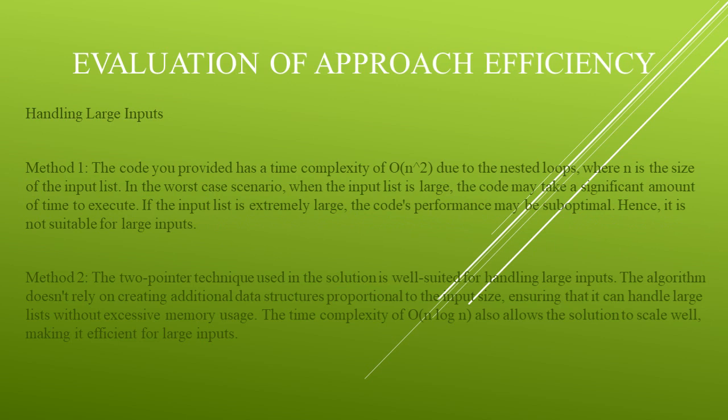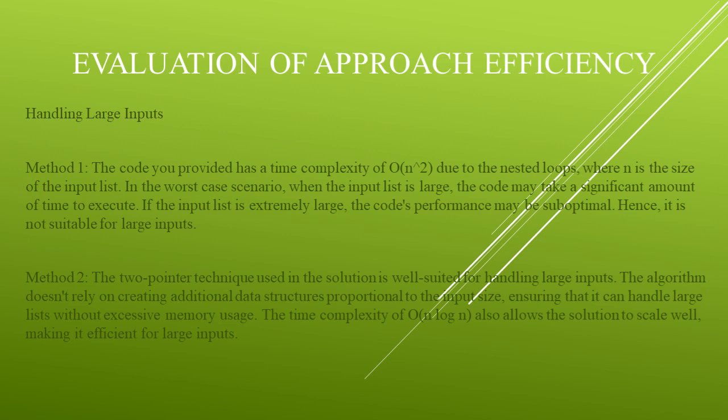Evaluation of approach efficiency, handling large inputs. Method 1. The code has a time complexity of n squared due to the nested loops, where n is the size of the input list. In the worst case scenario, when the input list is large, the code may take a significant amount of time to execute. If the input list is extremely large, the code's performance may be suboptimal, hence it is not suitable for large inputs. Method 2.